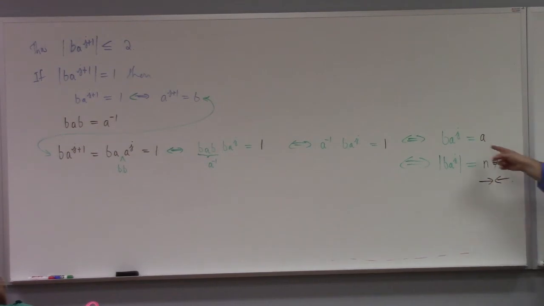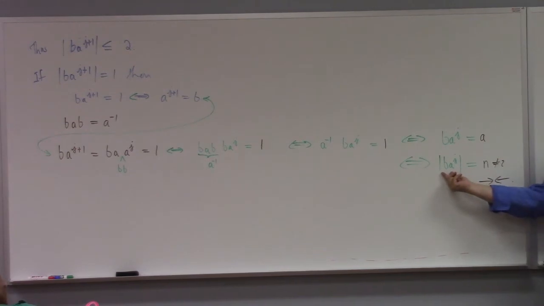Well, the order of A is n. So if this is equal to this, the order of BA to the J is the order of A, but the order of A is n. That's given. But the order of BA to the J is, by the induction hypothesis, 2. Contradiction. All right. Whew. I was worried for a second there. Let us go on, if you guys don't mind.